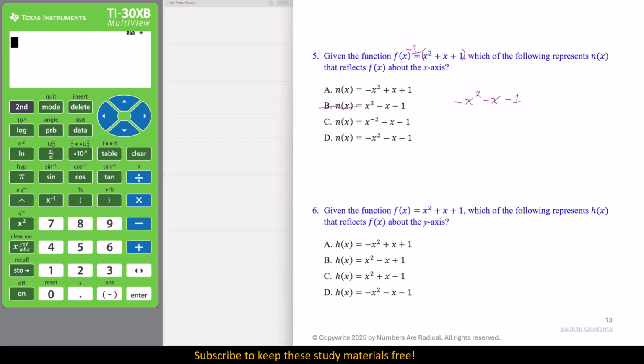Looking around, well, that gets rid of B and C. C really doesn't make sense to me. And then, of course, A, the other two terms aren't negative, so we are left with D. All right, let's look at number 6.